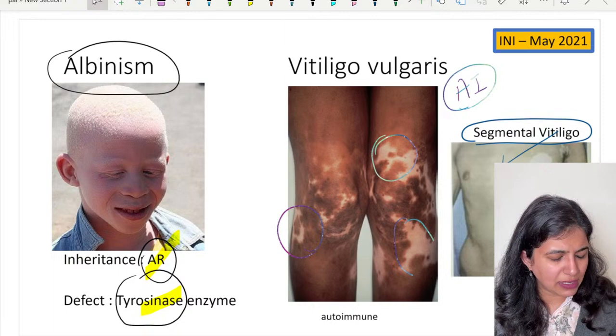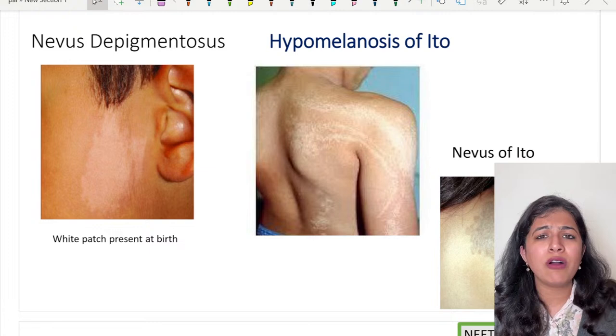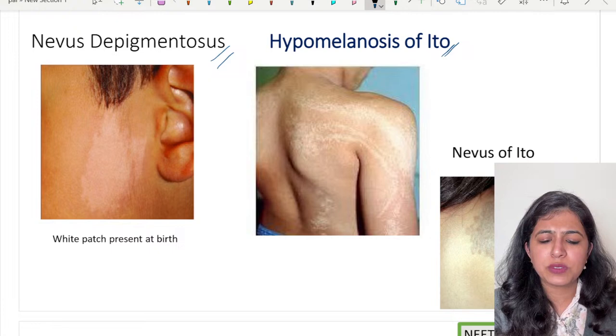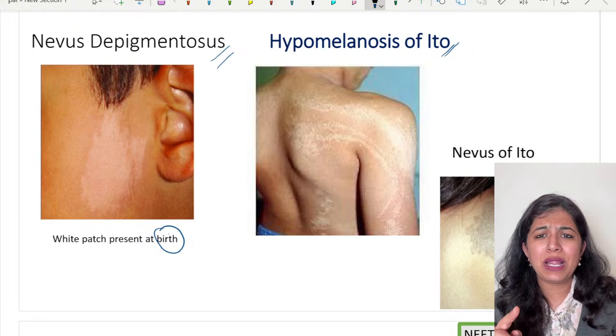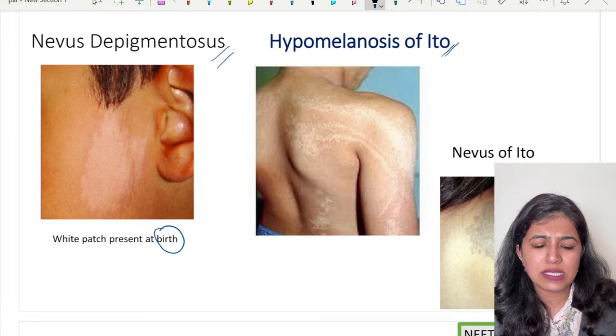Good. Then when they give you the image of segmental vitiligo, they give you options of nevus depigmentosus, hypomelanosis of Ito. Please see, nevus depigmentosus is a white patch present since birth, while segmental vitiligo comes later in life. Plus, vitiligo can be associated with leukotrichia, which is white hair in the lesion. That is something you don't see here. So in nevus depigmentosus, remember, it will be a lesion present since the birth of the child.